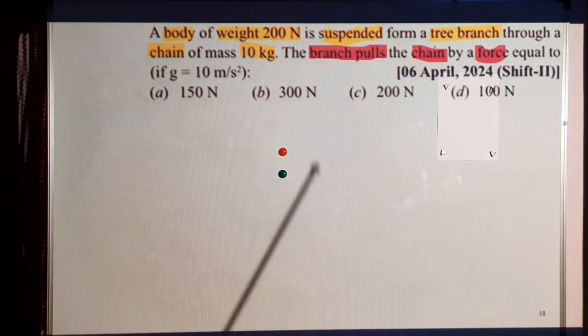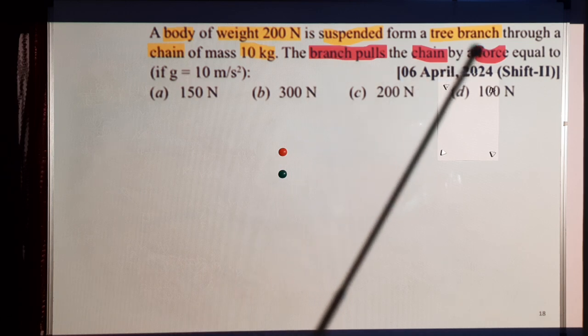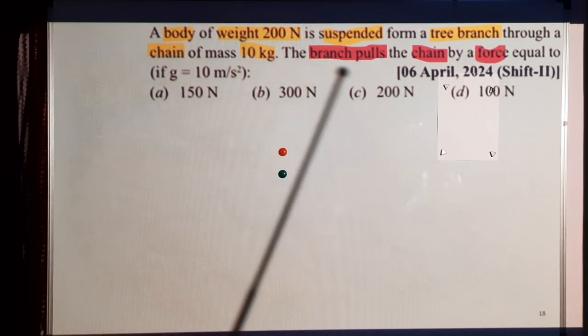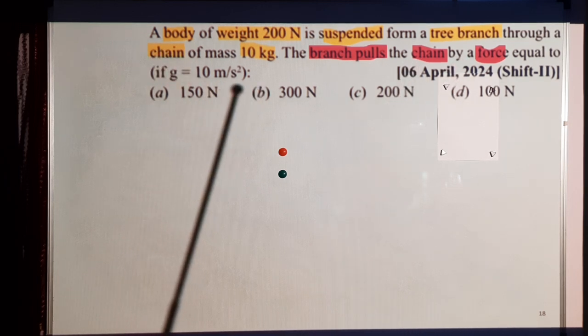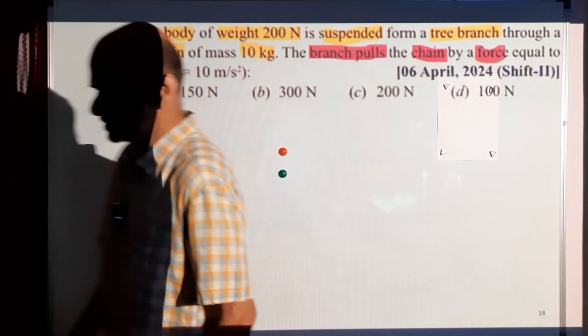This is the next question. A body of weight 200 Newton is suspended from a tree branch through a chain of mass 10 kg. The branch pulls the chain by a force equal to, if g equal to 10 meter per second square. You can pause and attempt this question.